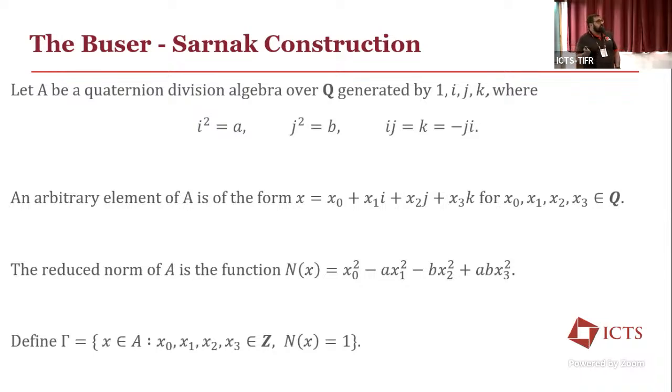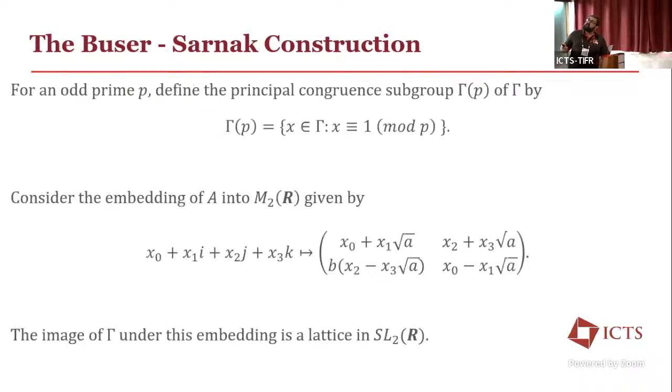So nothing fancy about this. This is kind of analogous to, you're familiar with, like, the Lipschitz quaternions. So that's going to be our starting lattice. For an odd prime p, take its principal congruence subgroup, gamma p, elements that are congruent to 1 mod p. So we can embed A into M2(R), and it's totally explicit, this embedding.